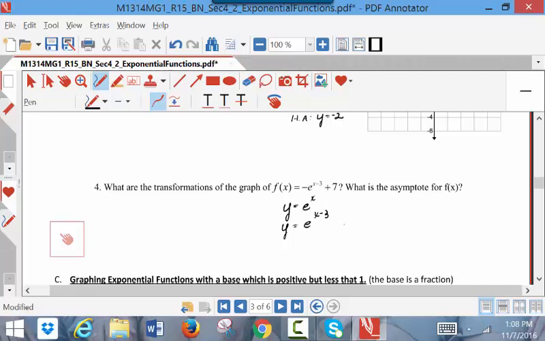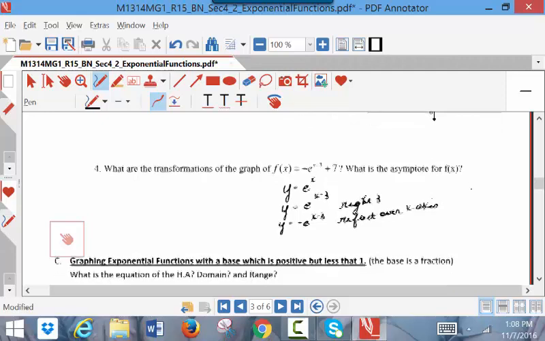And so this would be right 3. Then when you put the negative in front of it, that's reflecting over, this is the reflection we do real frequently, the x-axis.